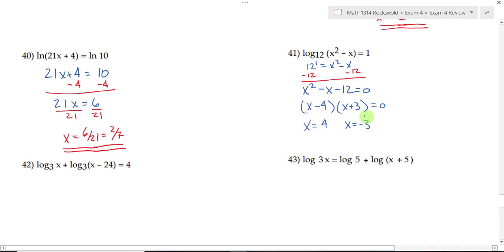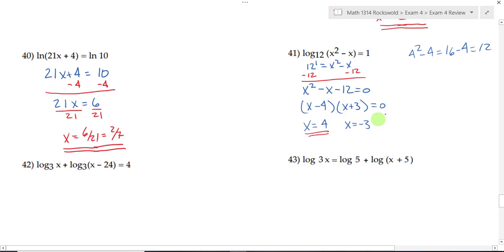Now remember, with logarithmic equations, you have to check and make sure that your answer is in the domain to see if you get to keep it. So I need to go back to the original problem. If I plug in a 4 for x, I get 4 squared minus 4. 4 squared minus 4 is 16 minus 4, and that's 12. So this answer gets to stay.